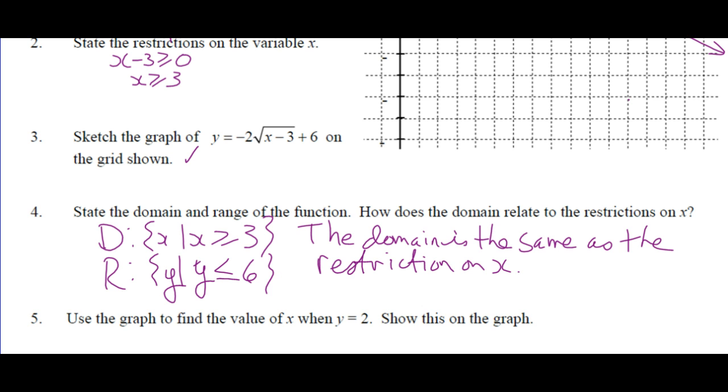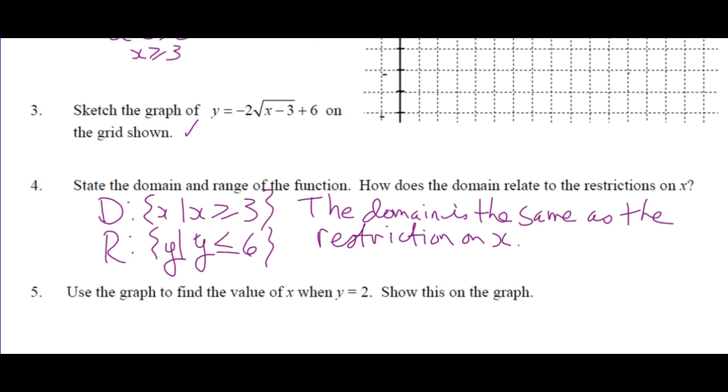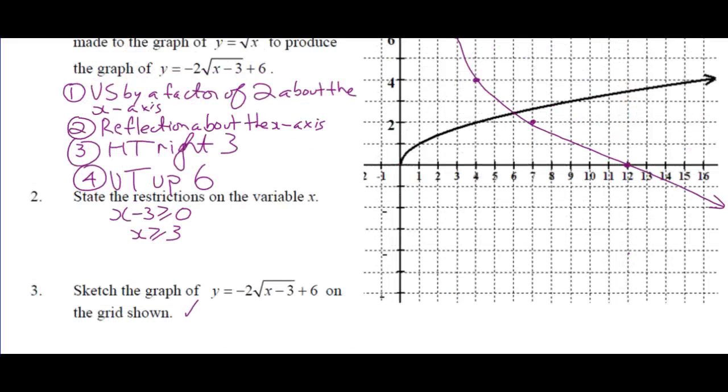That's going to be true forever. Right? Any function you look at for the rest of your math career, the domain is the same as the restrictions on the x value. Right? Use the graph to find the value of x when y is equal to 2.